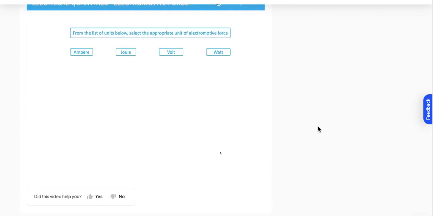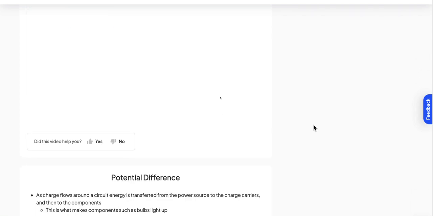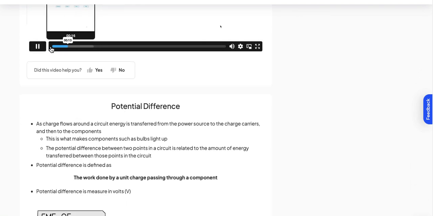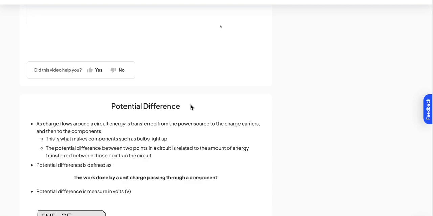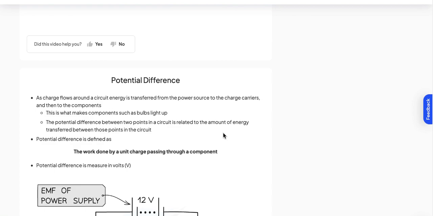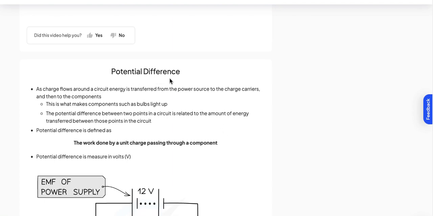Here's a question for us to look at. Let's start by reading through it. Okay, let's move on, we've answered that question. Now let's go to the PD, potential difference.